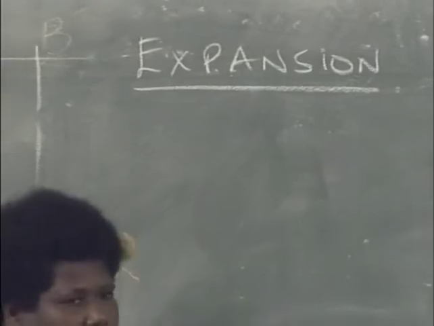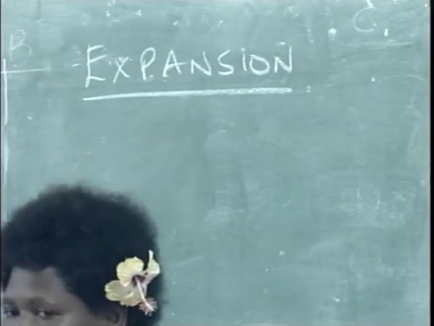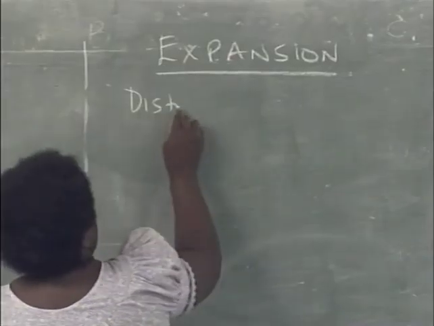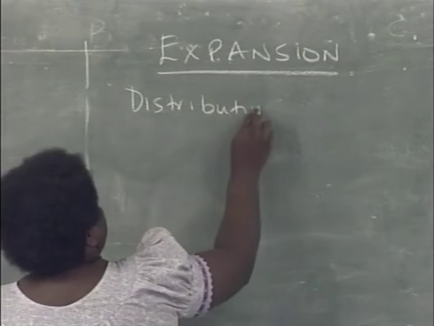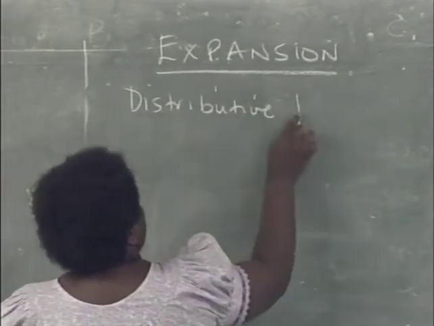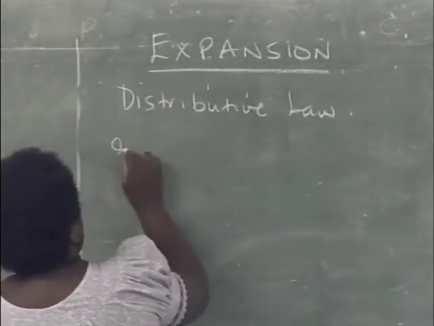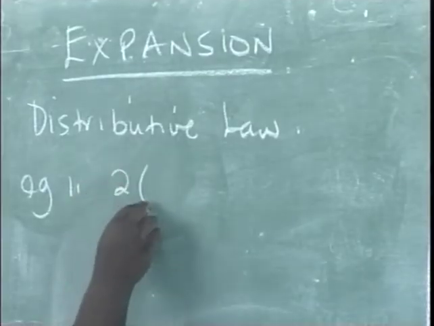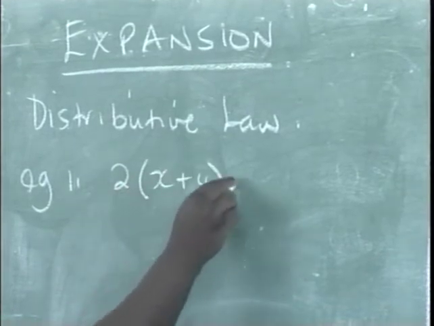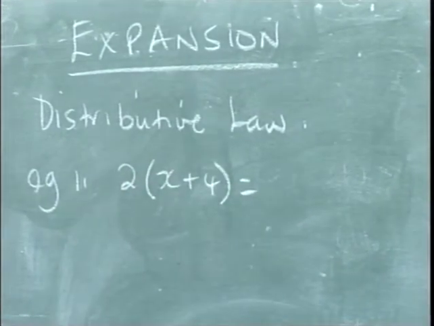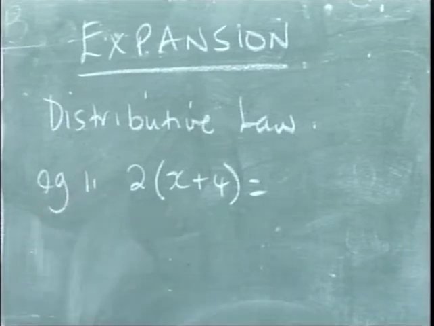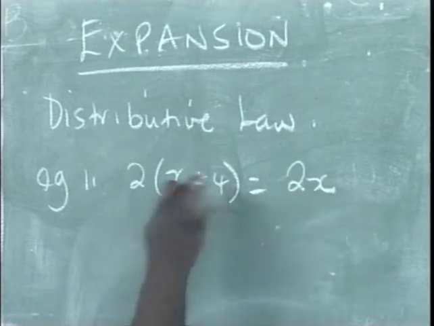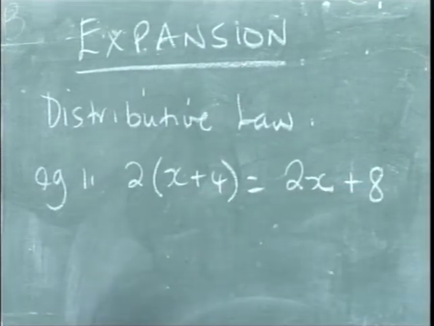Okay, today's lesson is on expansion or removing of brackets. The law that is used is called the distributive law, which states, for example, example number 1, if you multiply 2 by x plus 4, that means everything in the brackets must be multiplied by what is outside. So 2 times x is 2x, and 2 times 4 will be 8.